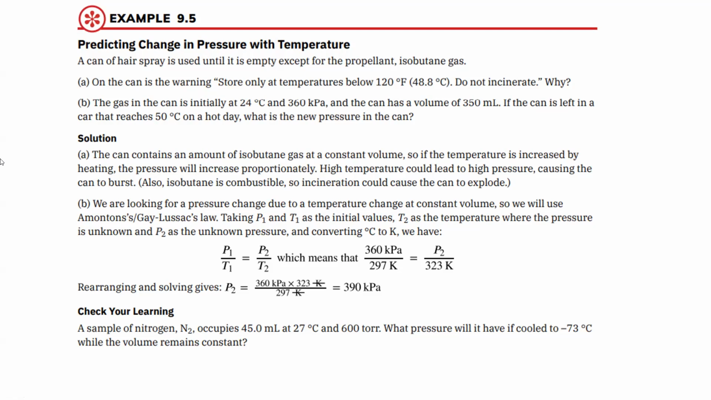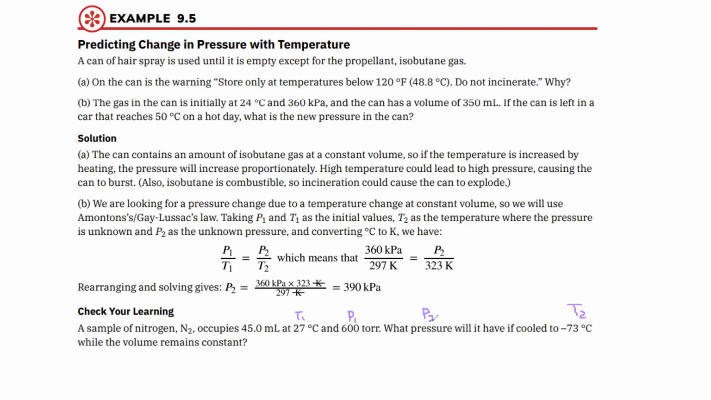If you want to practice with the learning check example at the bottom, feel free to pause it. I'm just going to go ahead and label what this stuff is. We've got a sample of nitrogen, N2, occupying 45 milliliters at this temperature and pressure. What pressure will it have if it's cooled to negative 73 degrees? So again, we've got T1 and P1, T2, and then we're looking for P2.